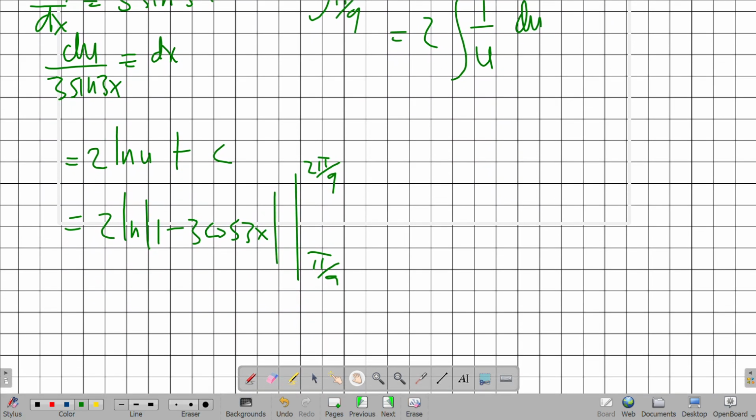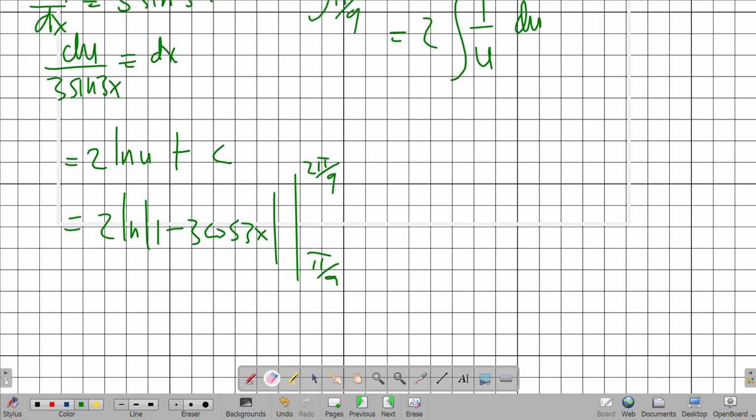Okay, there's no 3 here. Just to confirm the 3 is not here. Right, so substituting the values becomes easier because we can see these are special angles. If I put 2 pi over 9 here, the 3 cancels that, that's 2 pi over 3. So I'm going to have 2 natural log of 1 minus cos 2 pi over 3 minus 2 natural log of 1 minus cos pi over 3. So these are special angles, simple to simplify.